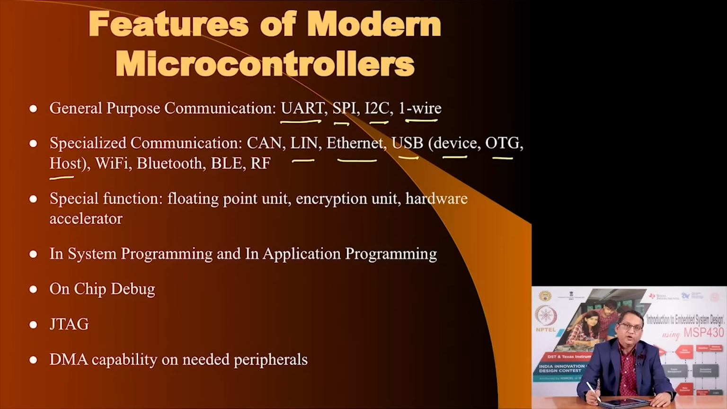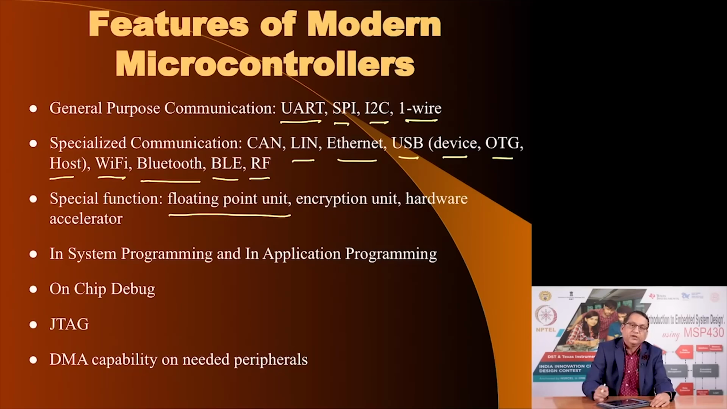When you want USB functionality, you want to know what you want to connect through this USB, so that you can select the appropriate type of USB function. Then it may offer you Wi-Fi, built-in Wi-Fi. It may offer you regular Bluetooth or low energy Bluetooth and other RF communication protocols. Some microcontrollers may even offer specialized functions such as a floating point unit. A floating point ALU will perform floating point operations quite quickly.